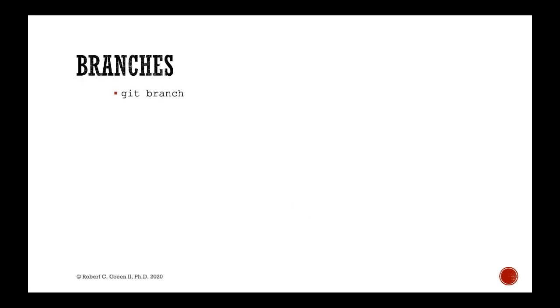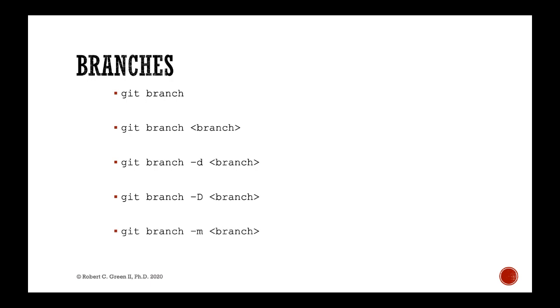The branch command is git branch, right? That lists all the branches. Git branch with a name will create a new branch. You can do git branch minus D and the branch name to delete a branch, right? Also minus D, and you have minus M to modify a branch or move a branch to a new name.